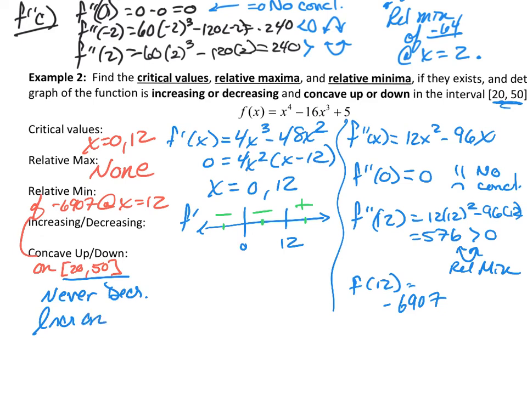Increasing from 20 to 50. Here up, it's increasing everywhere. So it's increasing everywhere over there. So that's interesting, right? And is it concave up or concave down over there as well? And it is going to be concave up. And we have concave up because of the work that we did over here.